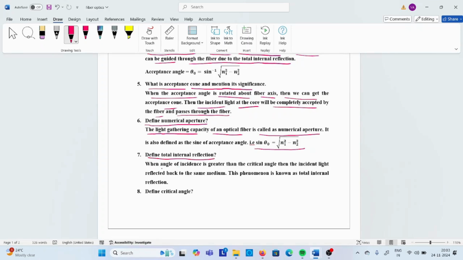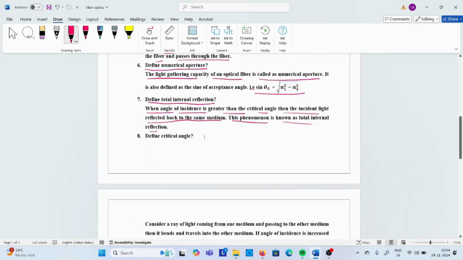And another question is, definition of total internal reflection. This can be defined in this way: when the angle of incidence is greater than the critical angle, then the incident light is reflected back into the same medium. This phenomenon is known as total internal reflection. Then another question is, what is or define critical angle?